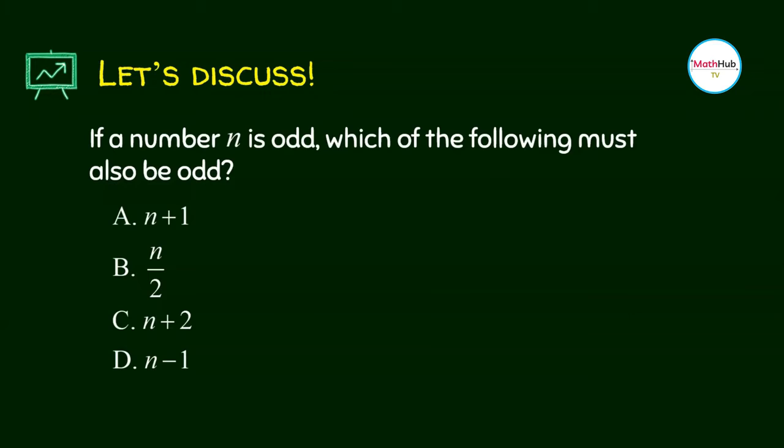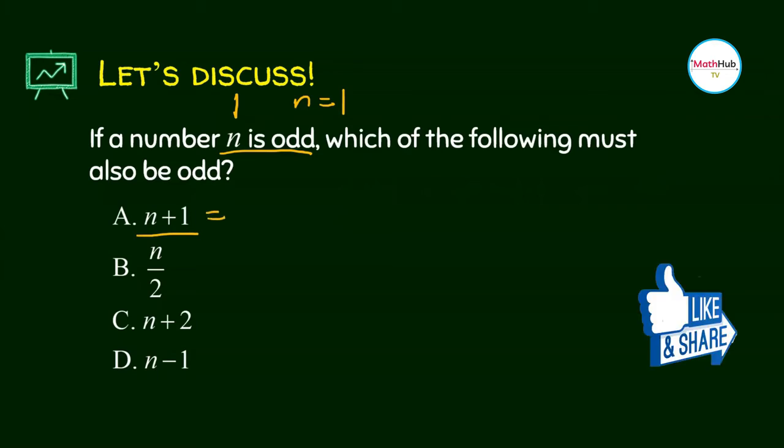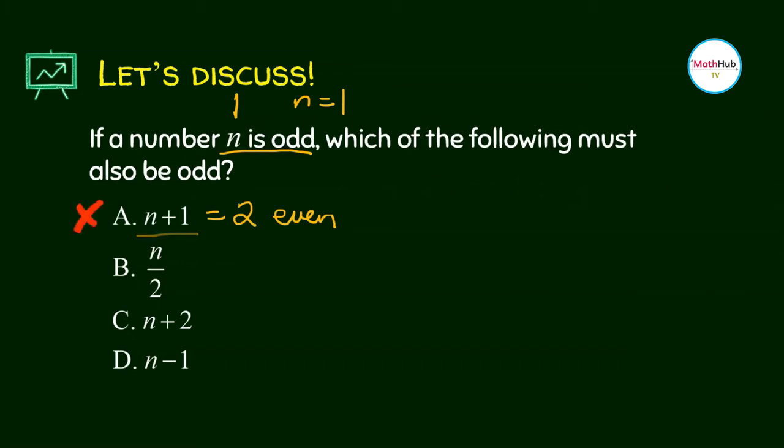If a number n is odd, which of the following must also be odd? So what will we do here? Plug in specific numbers. It says here that n is odd, so get an odd number. Let's say 1. I always use 1 because 1 is the smallest odd number. Which of the following must be odd? So if n is equal to 1, what is n plus 1? This will be 2, and this is even.